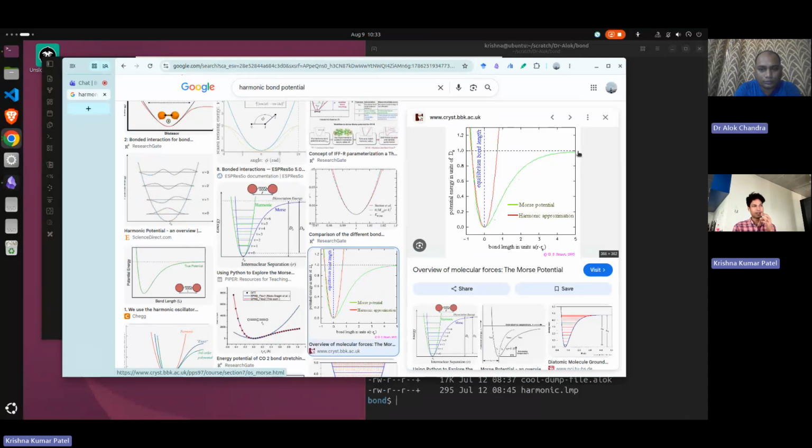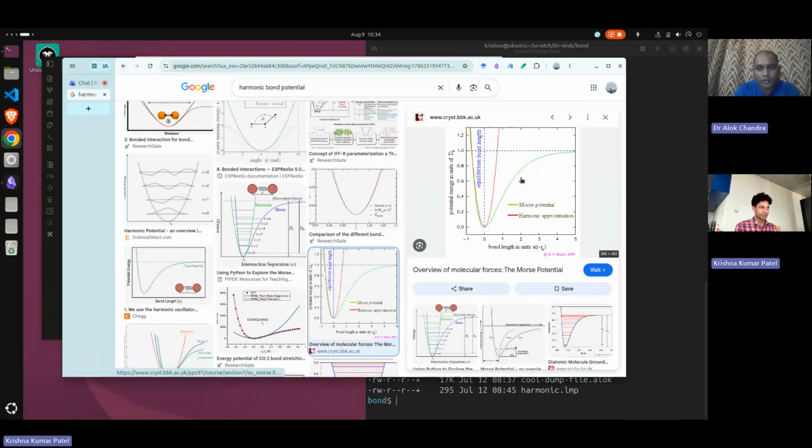So as you keep stretching after a certain point, the energy required to keep stretching increases. After a certain point, it just breaks, right? So reaching a potential energy of D means it is breaking, right?